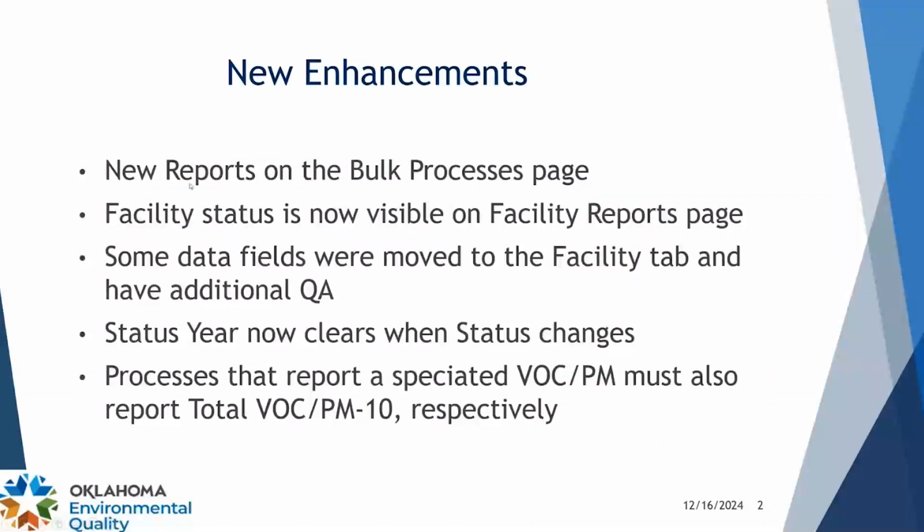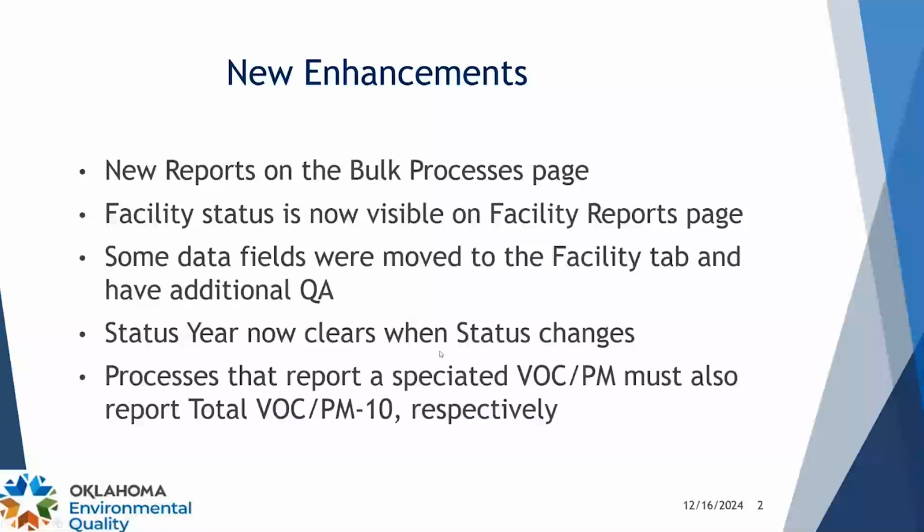There are two new reports for you on the bulk processes page that will give you information about all the facilities that belong to your company. The facility status is now visible on the facility reports page. This is an easier, more user-friendly method of viewing the facility status for all of your facilities. Some data fields were moved from the additional information tab to the facility tab, and there is new interconnected QA between those fields.